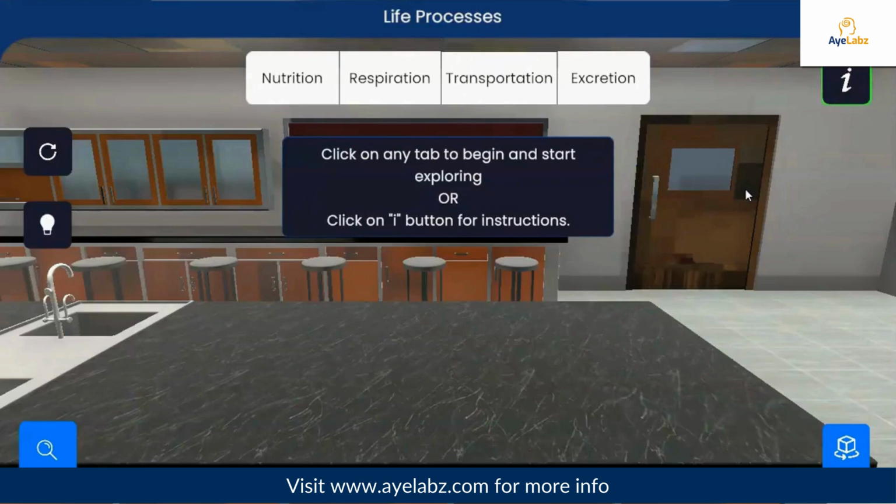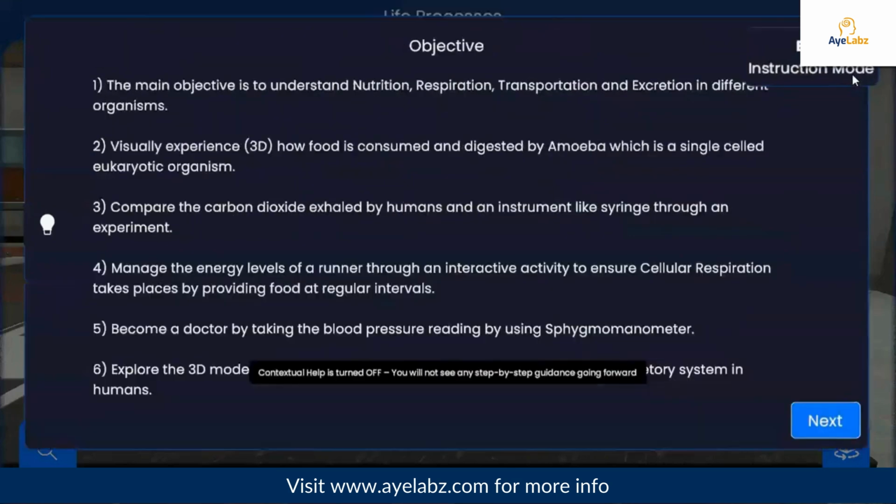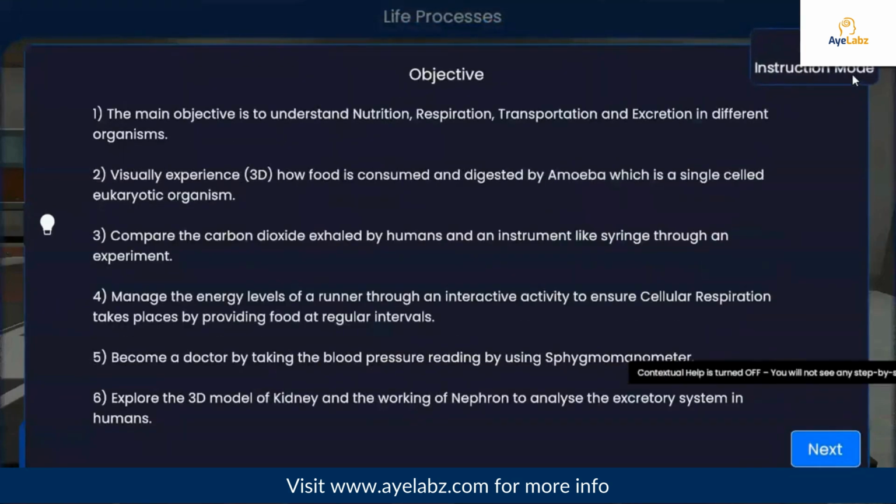Before starting the simulation, let's get familiar with some important control buttons. This I button on the top right corner of the screen will take you through the objectives of the simulation and also guide you through it by giving step-by-step instructions on how to run the simulation smoothly.